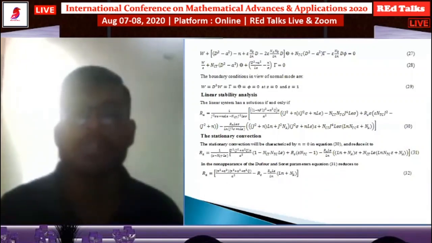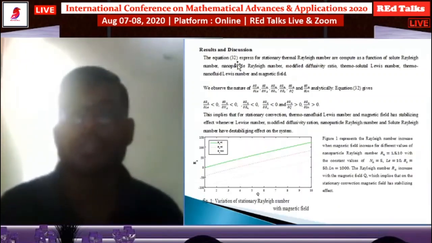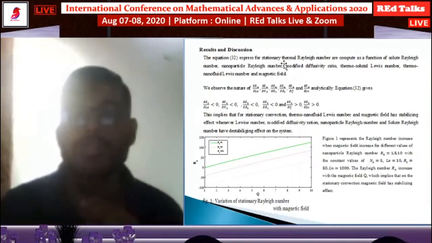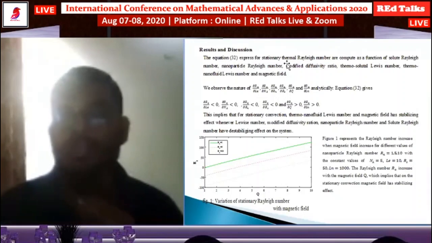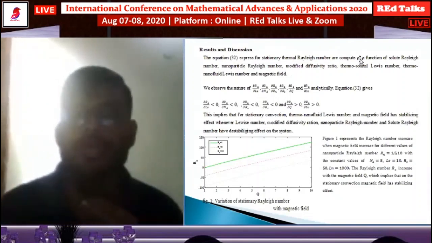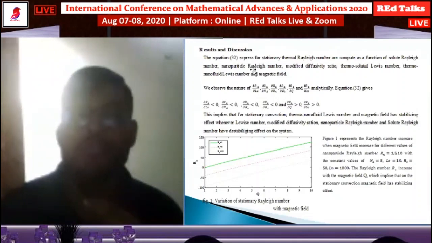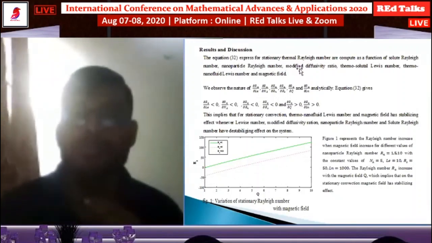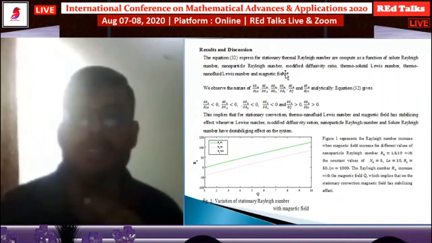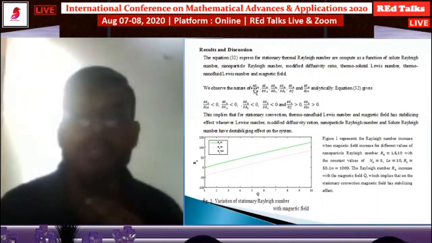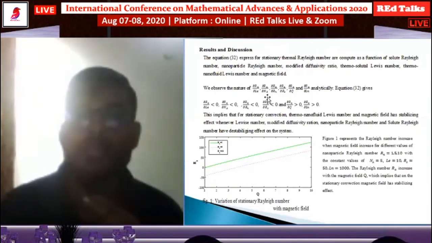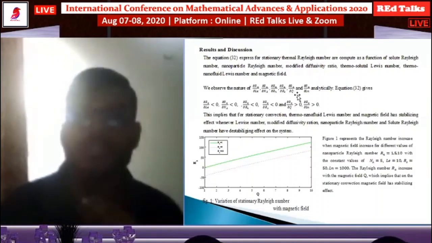Now results and discussion. Equation number 32 expresses the stationary thermal Rayleigh number, computed as a function of the solute Rayleigh number, nanoparticle Rayleigh number, modified diffusivity ratio, thermosolutal Lewis number, thermonanofluid Lewis number, and magnetic field. We observe the nature of the Rayleigh number with respect to the Lewis number, the nanofluid Lewis number, the nanoparticle Rayleigh number, the magnetic field, and the modified diffusivity ratio.